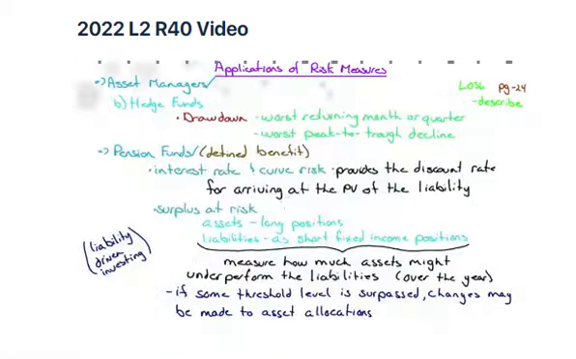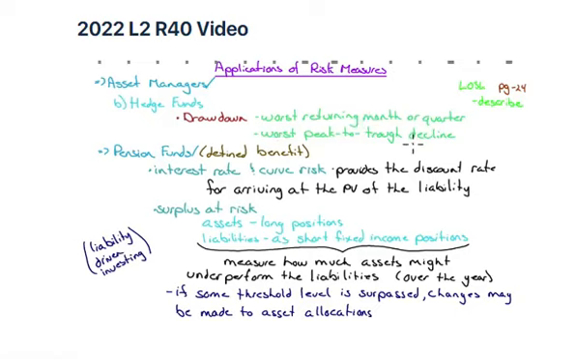All right, still on the hedge funds here. Another risk measure is something called drawdown, and this is just a number of what the worst returning month was, or the worst returning quarter, or a worst peak to trough decline.